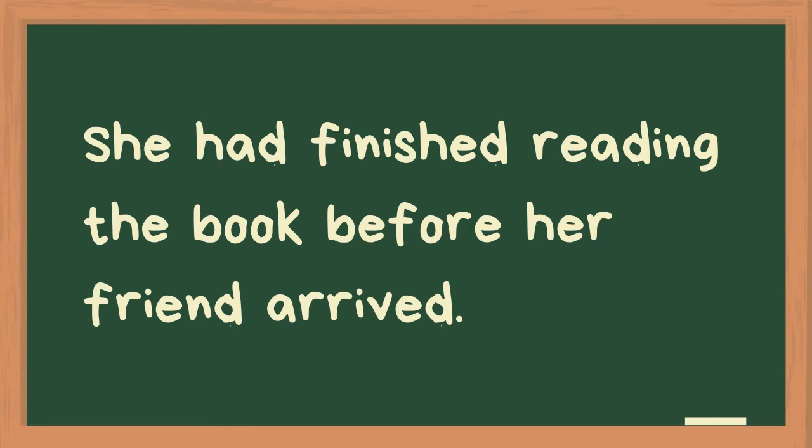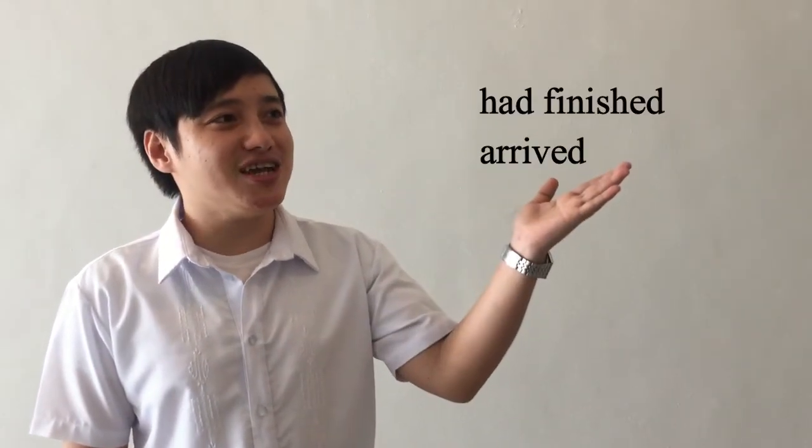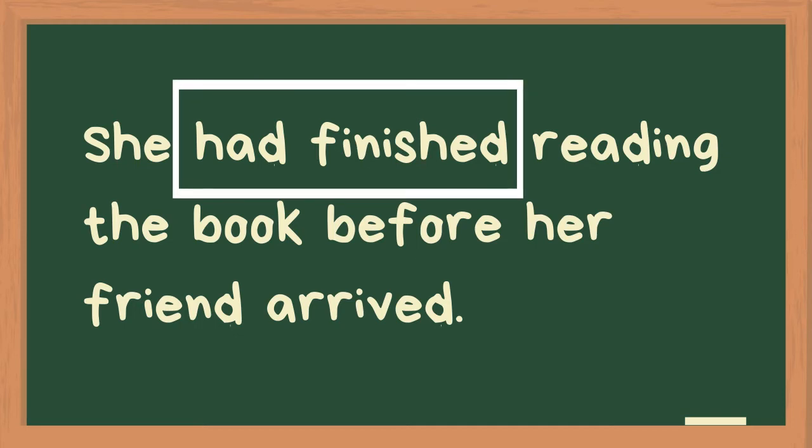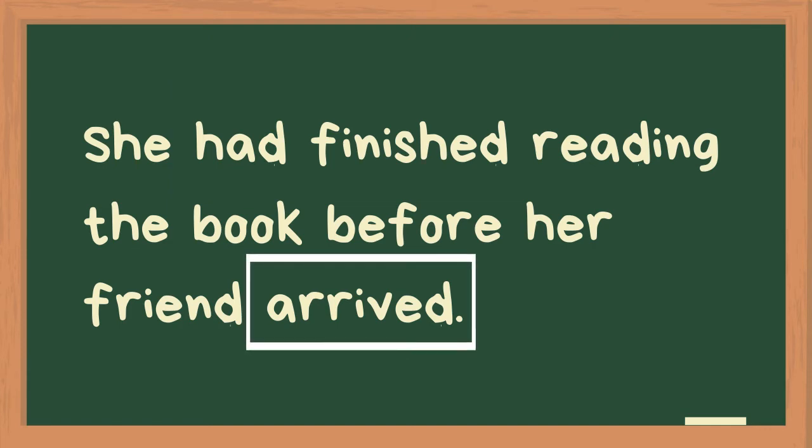What are the verbs in the following sentence? She had finished reading the book before her friends arrived. There are two verbs in this sentence. What are those? Perfect! The verbs are had finished and arrived. Which happened first? Exactly. The verb had finished happened first before the verb arrived.